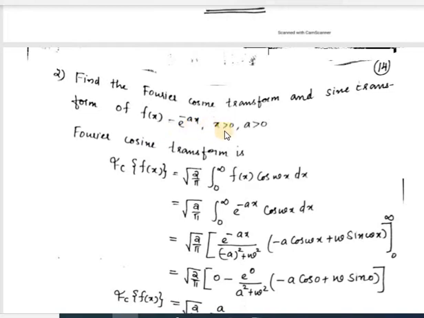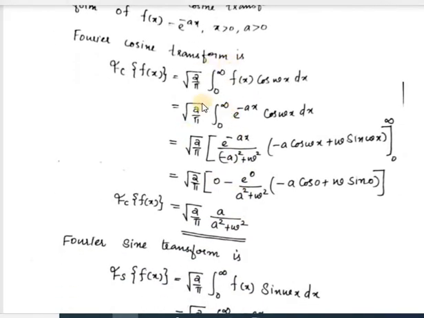Now moving to the second question: find the Fourier cosine transform and sine transform of f(x) equal to e raised to minus ax, x greater than 0, a greater than 0. Similarly to the above problem, first write the cosine formula, that is root 2 by pi integral 0 to infinity f of x cos omega x dx. Here the function is e raised to minus ax, and since the upper limit is not given, we take the maximum positive value, infinity. So the limit is 0 to infinity, and the integrand is e raised to minus ax cos omega x dx.